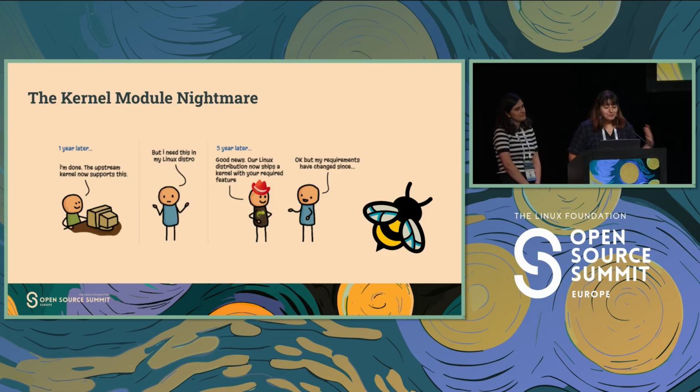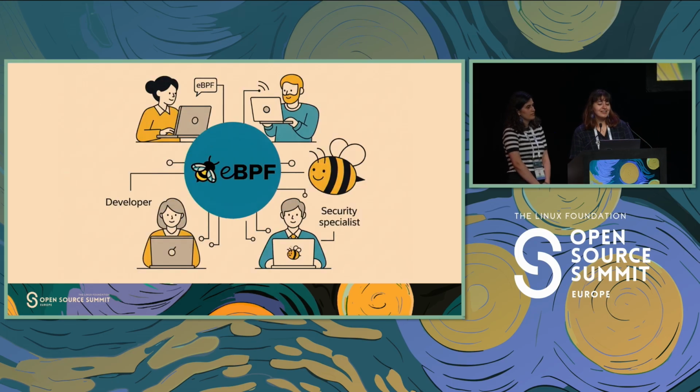And this painful process is the problem that eBPF was designed to solve. It breaks this cycle by asking a revolutionary question. What if we could get the information we need from the kernel without having to change it? So has anyone ever heard about eBPF? Well, that's nice, quite a lot.